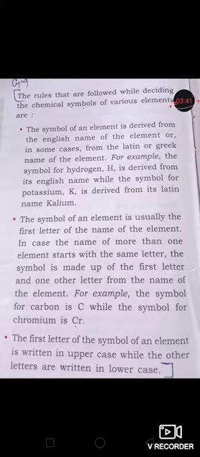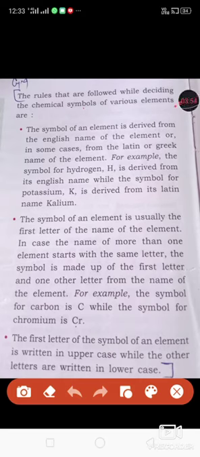Now let's move to the next topic, the rules that are followed while deciding the chemical symbols of various elements. The first rule is, the symbol of an element is derived from the English name of the element, or in some cases from the Latin or Greek name of the element. For example, hydrogen, H. The first capital letter H is derived from its English name, while the symbol for potassium is K, and it is derived from its Latin name kalium.